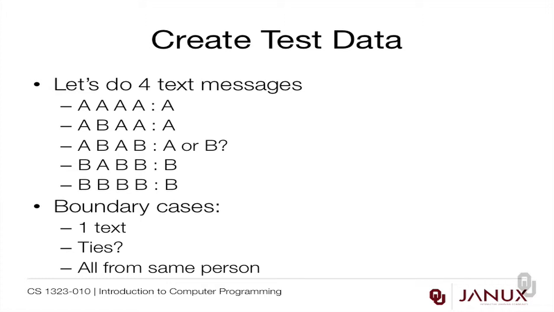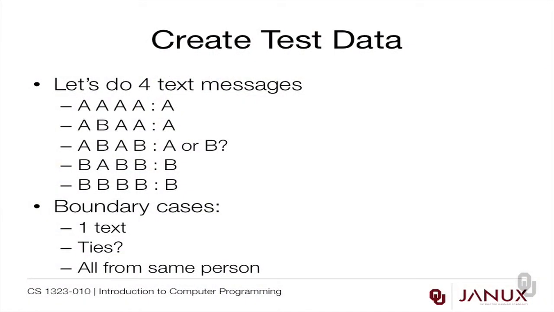So let's say there were 4 text messages. If we had 4 of them from person A, that person would be your best friend. If we had 1 from A, then 1 from B, then 2 from A, that would be 3 from A and 1 from B, and again, person A would be your best friend. Now the next case is a little trickier. What if we had 1 from A, then 1 from B, then 1 from A, then 1 from B? Well, that could be either A or B.